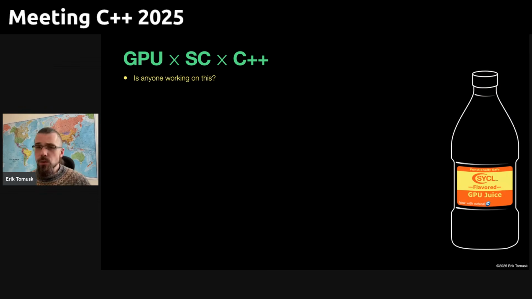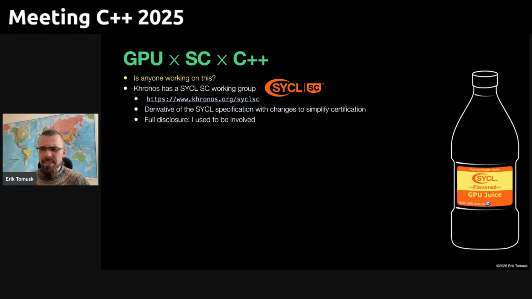Right, so this all sounds very nice, and the question that might pop up is, is anyone actually working on this? And the answer is maybe. So the Khronos organization does have a SYCL SC working group, and they're working on a safety certifiable variant of SYCL. Now, full disclosure, I used to be involved with this working group, but earlier this year, circumstances beyond my control required me to change jobs, and that means that I'm no longer attached to this effort.